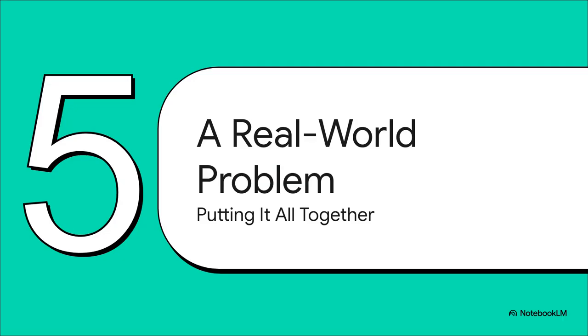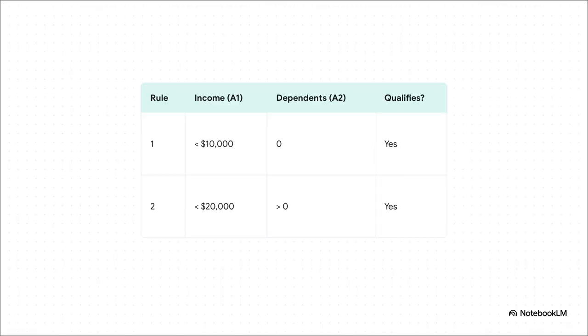All right, you ready? It's time to put it all together. The final challenge. We're going to take everything, the if, the and, the or, and use them to tackle a real problem. So here's the deal. We're looking at who qualifies for a tax credit. And there are two ways to get it. Rule number 1, your income is under $10,000 and you have 0 dependents. Or there's rule number 2, your income is under $20,000 and you have more than 0 dependents. The key is you only have to qualify for one of those two rules.